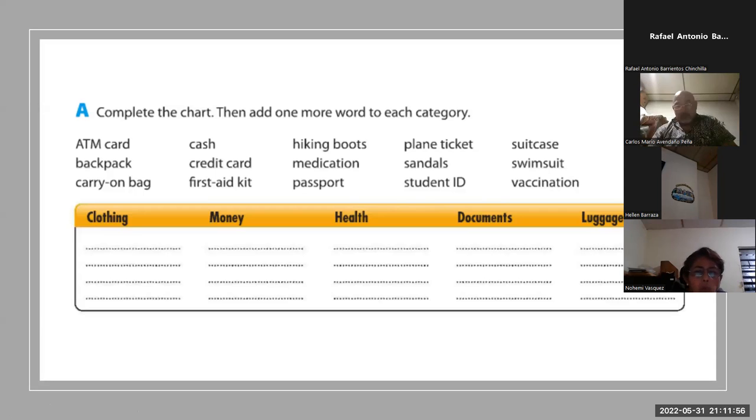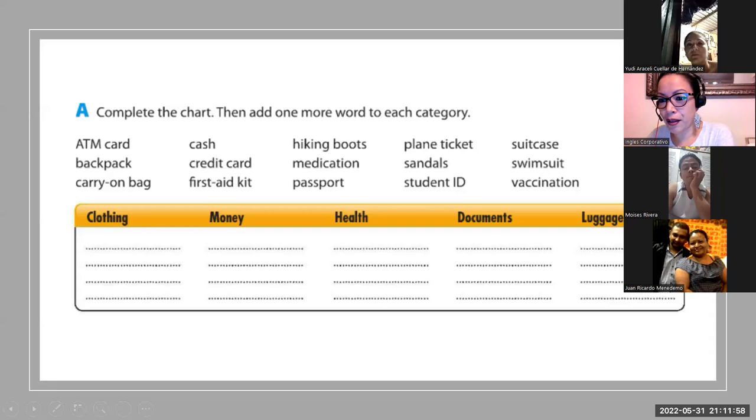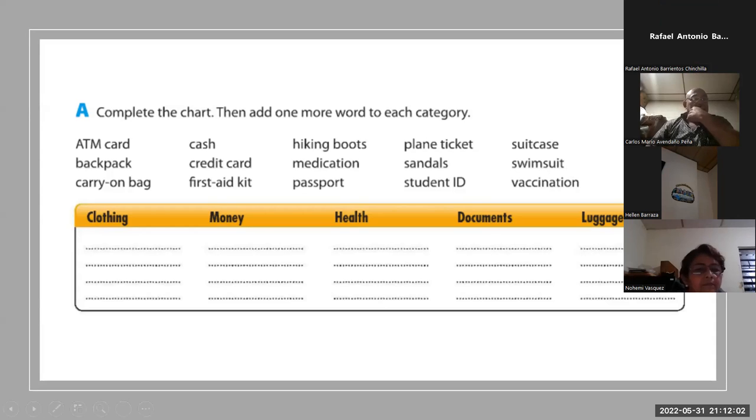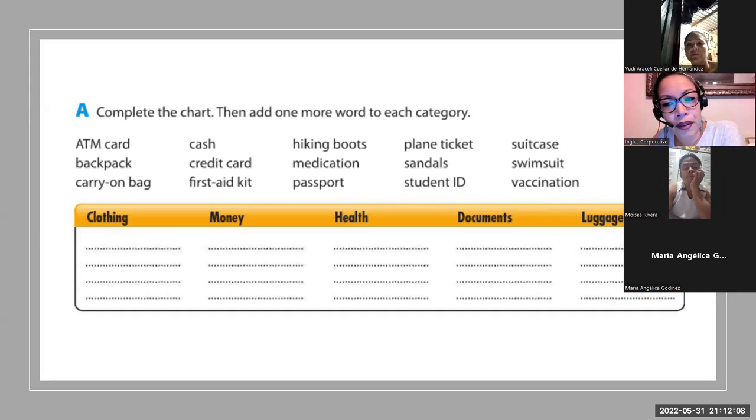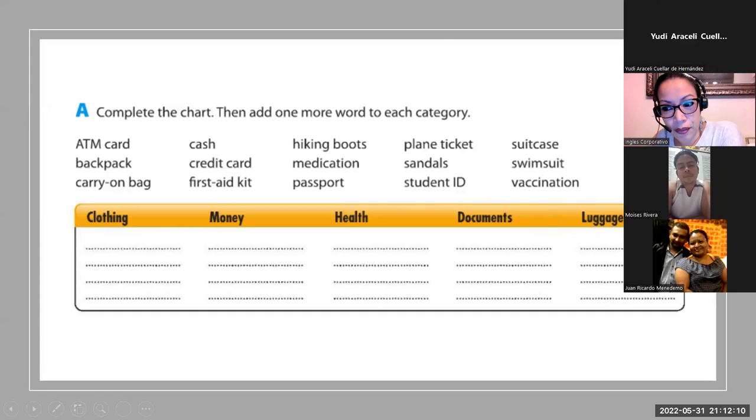Right? Do you have any question about this vocabulary or pronunciation of it? The last one, teacher, what does it mean? Vaccination is vacunación. And it can be like in this time, right, when you need to travel, probably you will need to have your vaccination card, COVID vaccination card on hand. Thank you.